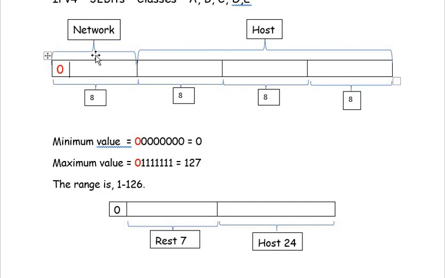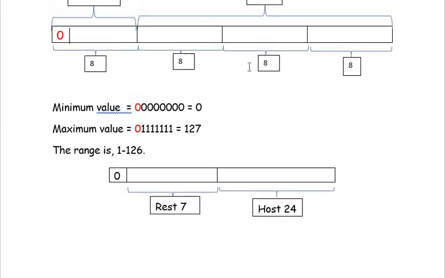0 is the leading bit, minimum value 0, maximum value 127. Range is 0 to 127. Consider the first 8 bits: 0 and the rest is 7. Host bits are 24.